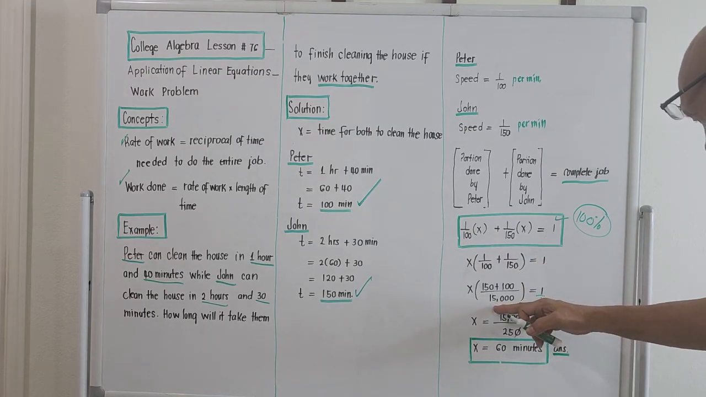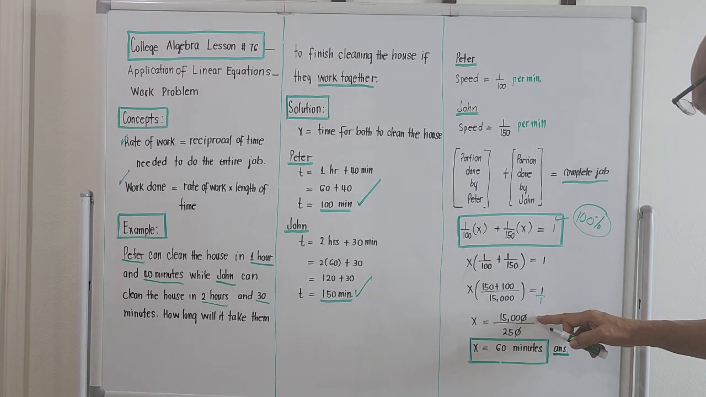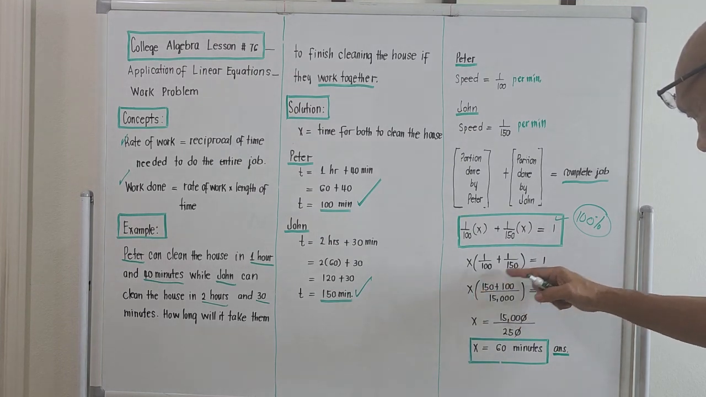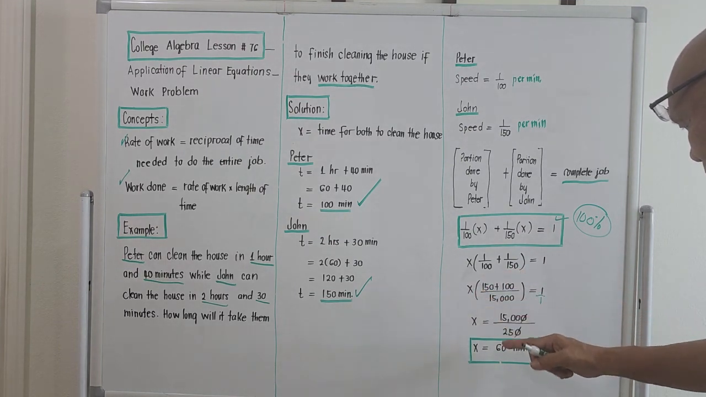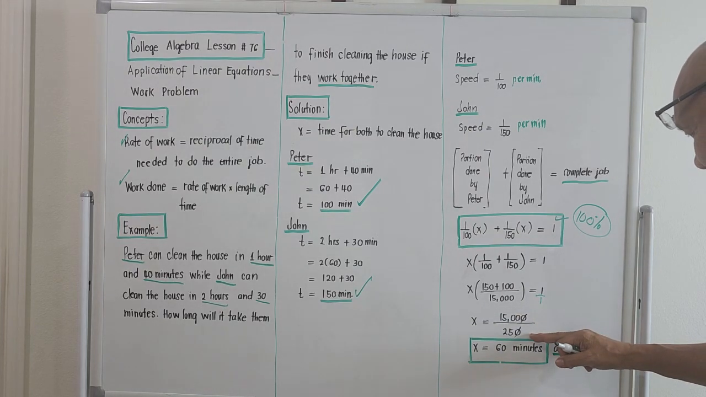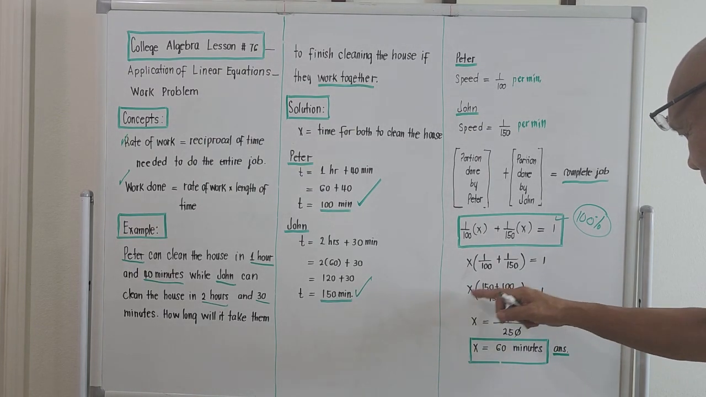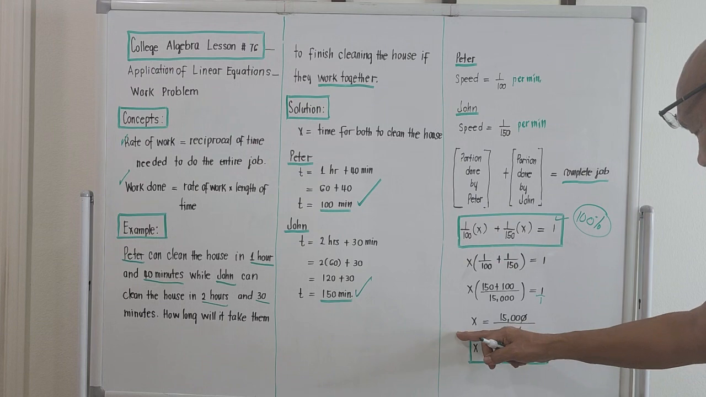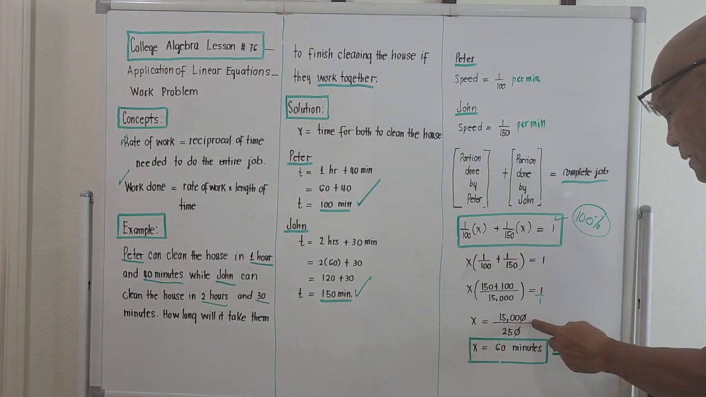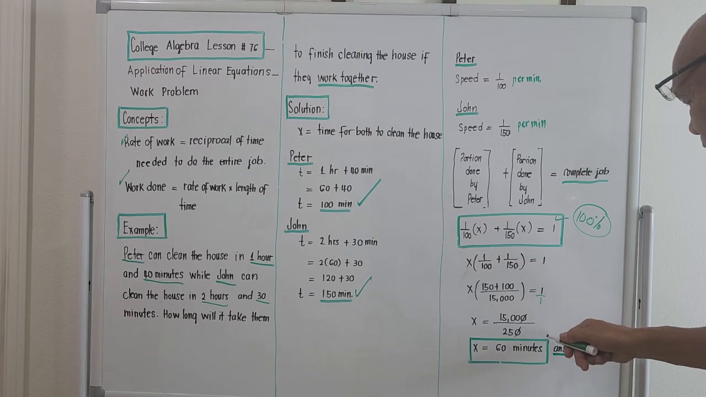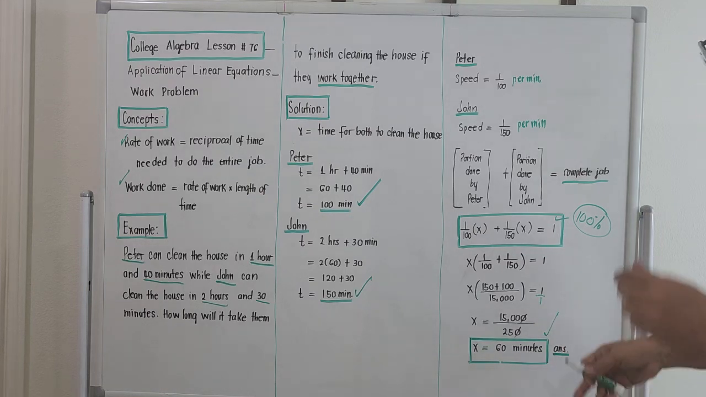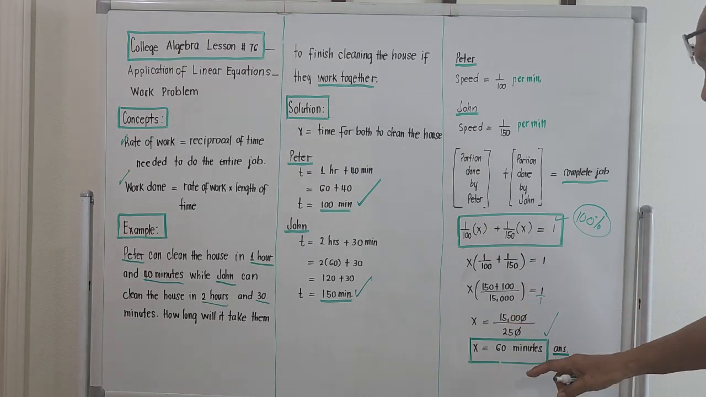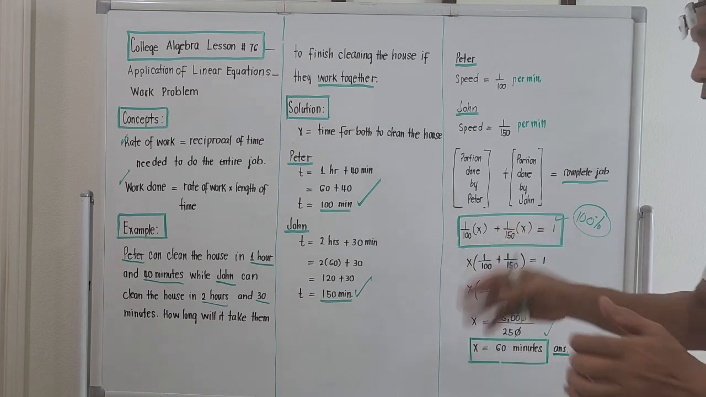The product of 15,000 times 1 will be 15,000, and the product of 1 times the quantity x times the sum of these, if we compute for x, x now will be 15,000 over 250, right? The coefficient of x is 250, so to compute for x, we divide both sides by 250. So x now will be 15,000 over 250, and x will be equal to 60 minutes. The answer is 60 minutes. The time for them to work together to complete the job will be 60 minutes. I think it's reasonable enough.